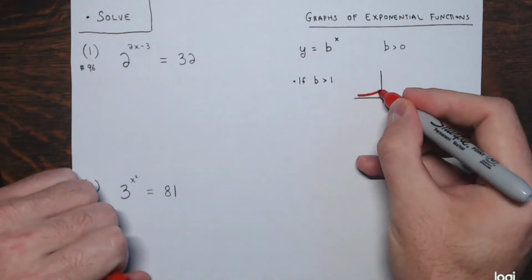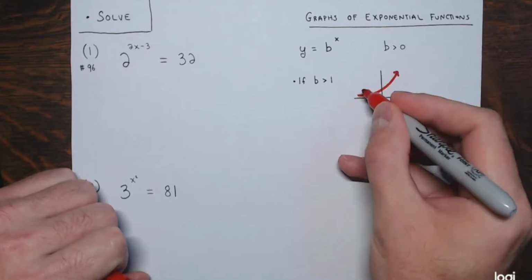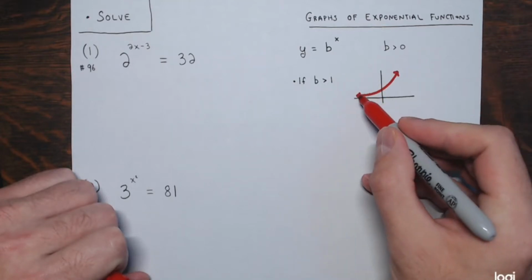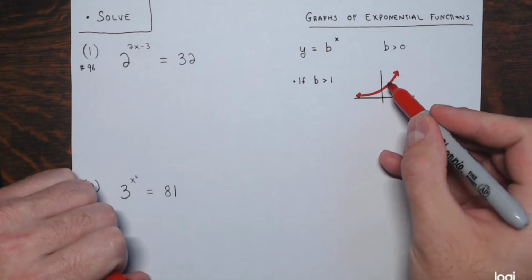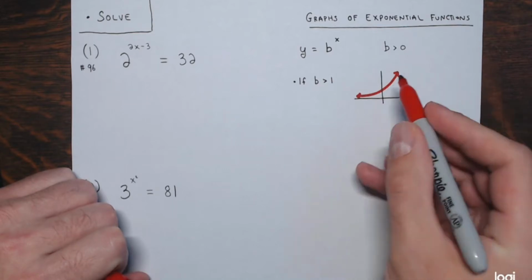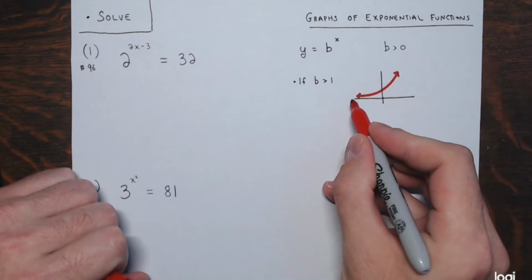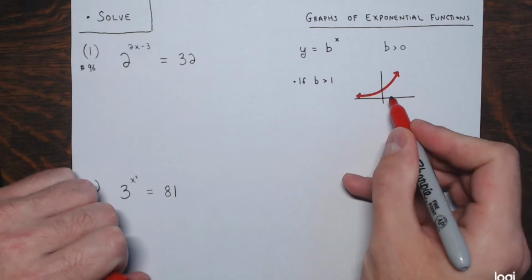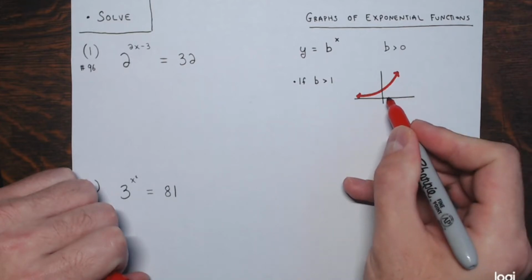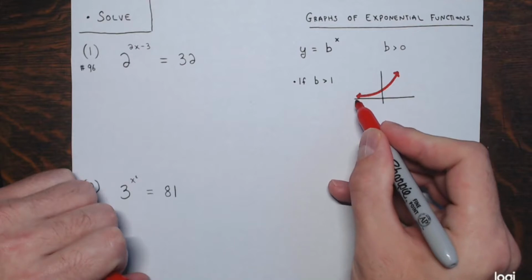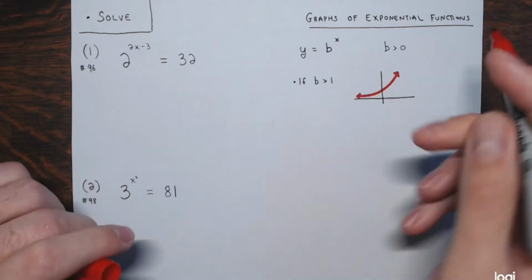It was an increasing function. It shoots up very rapidly as you go to the right. But as you go to the left, the x-axis was a horizontal asymptote. The graph approaches the x-axis but never actually touches it.